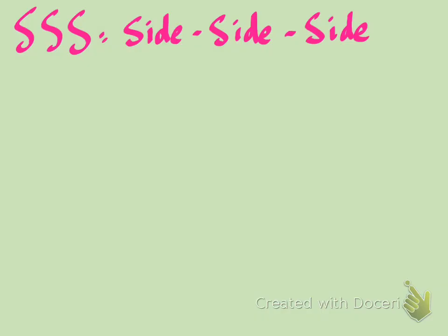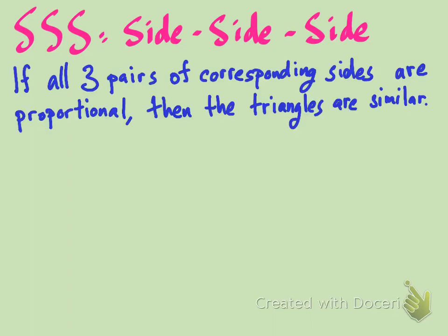So now we're going to swing over to the hardest one to use probably, which is side, side, side. And that says this, that if all 3 pairs of corresponding sides are proportional, then the triangles are similar. All right, so you do have to check all 3 pairs of corresponding sides, and they have to be proportional. They have to have the same scale factor or the same ratio between those sides.